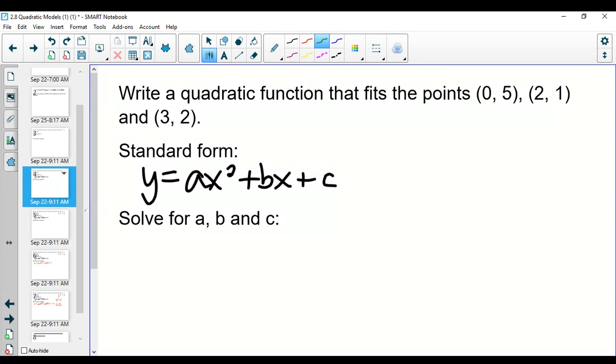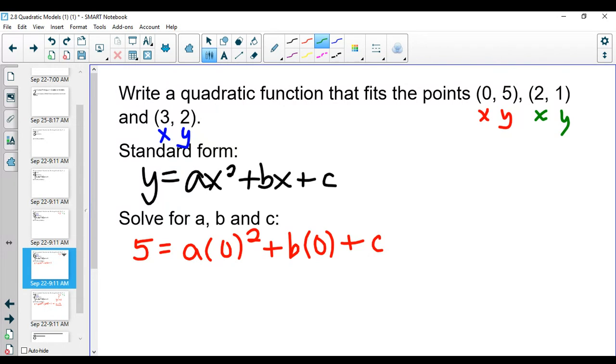So bear with me here. I'm going to set up 3 equations, one for each point. So the first point I'm starting with is 0, 5. It has an x value of 0 and a y value of 5. What I'm going to do is set up an equation with the x value of 0 and y value of 5 in standard form. So everywhere that you see a y in standard form, you're going to replace it with 5. Everywhere that you see an x in standard form, you're going to replace it with 0.